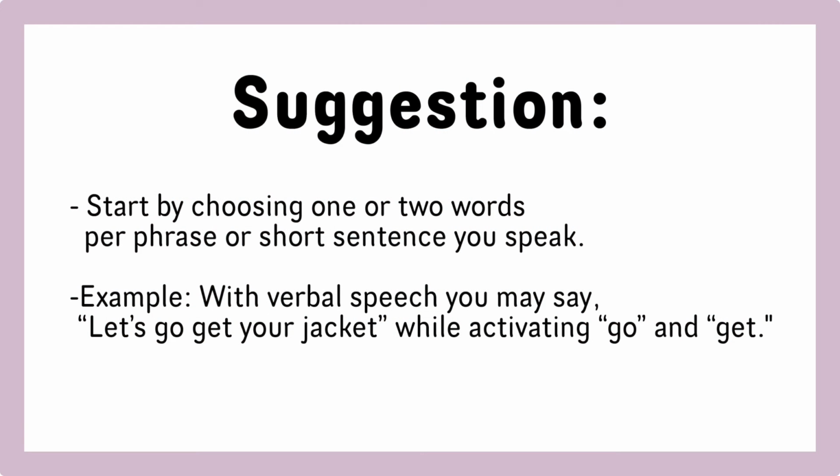Now, you may be thinking, how am I supposed to model everything I say to my child using their device when I don't know where half the buttons are myself? Rest assured, I'm not asking you to use aided language input for every single word you speak to your child. I suggest starting by choosing 1 or 2 words per phrase or short sentence you speak. For example, with verbal speech, you may say, "Let's go get your jacket," while activating go and get on the device. It takes time to become comfortable with modeling.